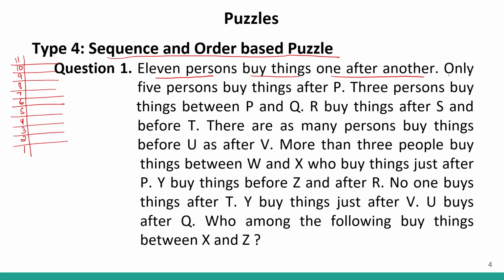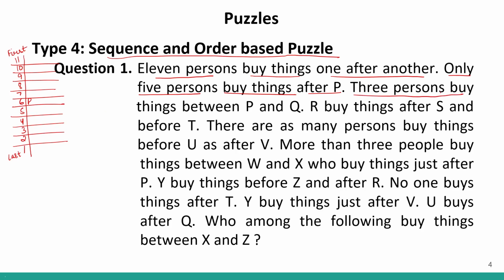So it is given to us that only 5 persons buy things after P. So if 5 persons buy things after P, P will come here, correct? P will come at this place if 5 people buy things after P. I am assuming that 11 means the first person who buys something and 1 means the last person who buys something. So 5 persons buy something after P. That means 1, 2, 3, 4, 5. We have 5 places after P.